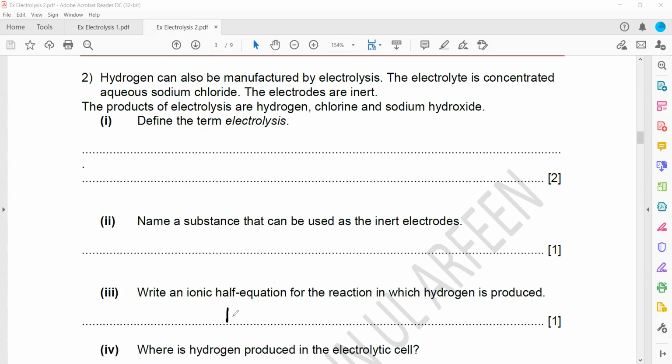So the hydrogen ions are there. When one is there, it will gain one electron and turn into hydrogen, but for non-metals you always write a molecule. So this will be the molecule.